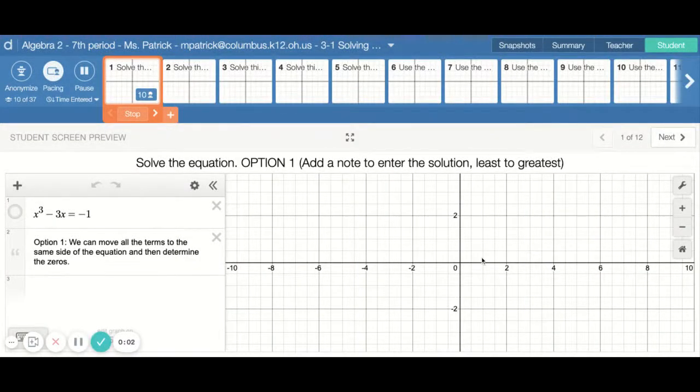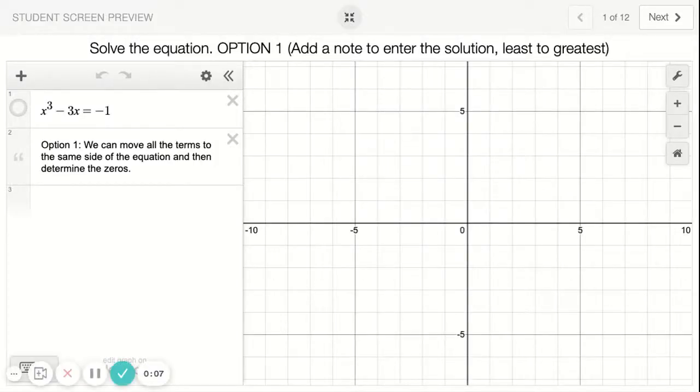Right, so we're gonna look at the first method that we went over on Monday, and it says solve the equation, and we're using option 1. We're gonna add a note to enter the solution from least to greatest. On the first line, we have the equation that we're solving, or the polynomial we're gonna solve. And option 1 says that we can move all the terms to the same side of the equation and then determine the zeros. So option 1, we learned on Monday, has 3 steps.